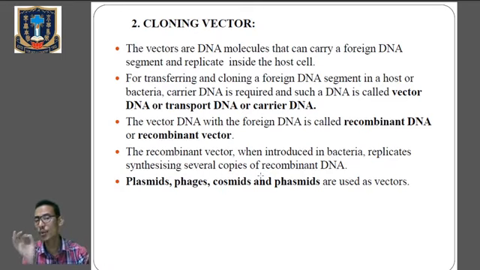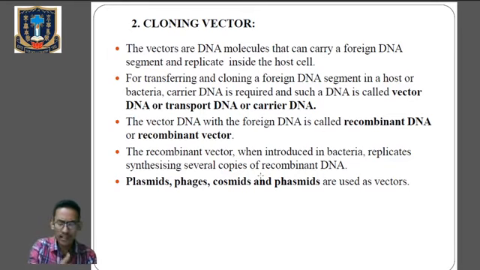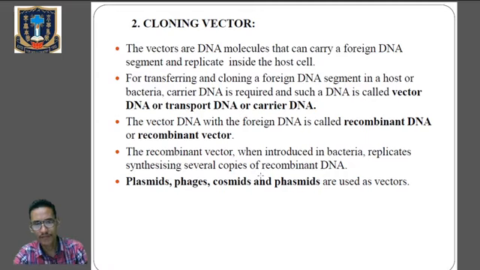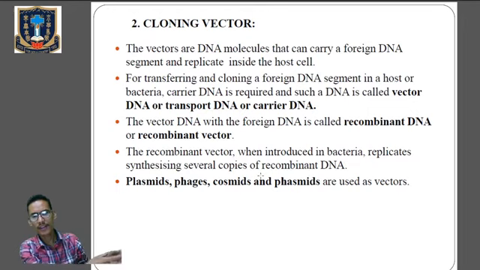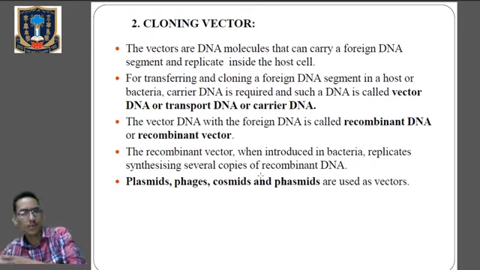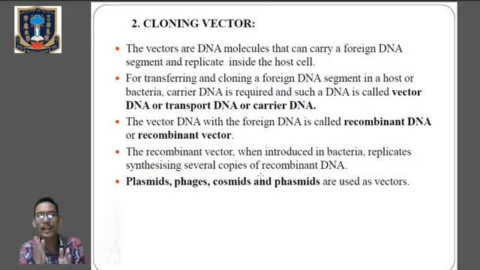Okay? So therefore, listen very carefully. For transferring and cloning a foreign DNA segment in a host or bacteria, carrier DNA is required, and such a DNA is called vector DNA or transport DNA or the carrier DNA. So we cannot simply put the DNA from one source into the body of the host. Clear? We cannot take the DNA segment from the donor and simply put it into the body of the host. We require in between an intermediate carrier that can carry the foreign DNA segment and put it into the body of the host.